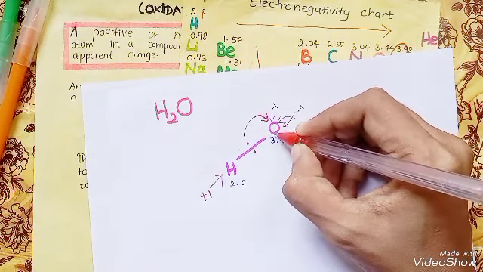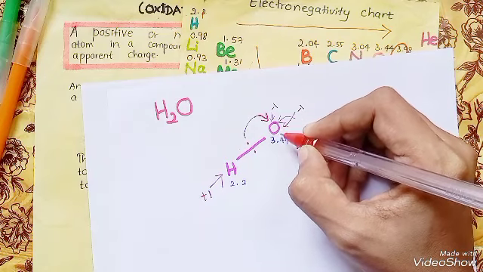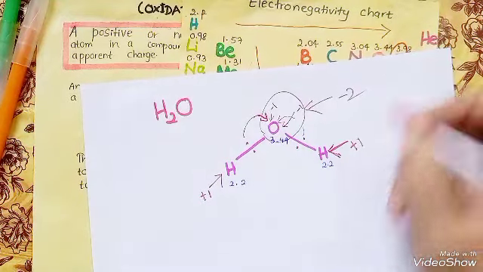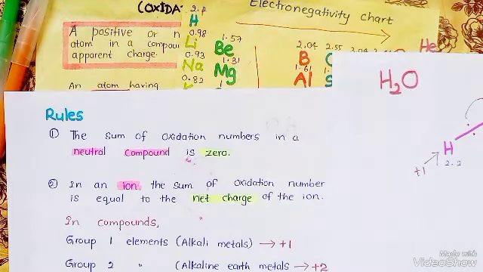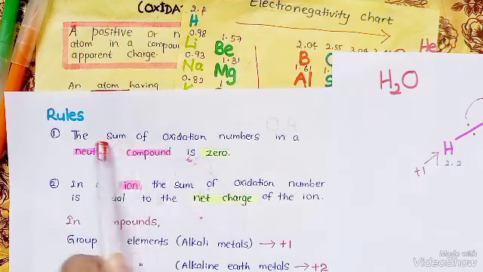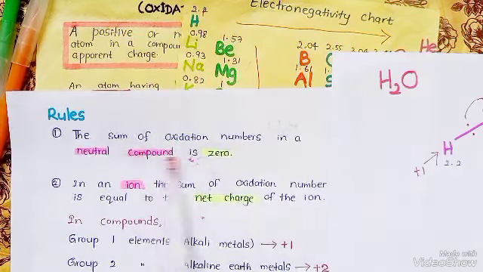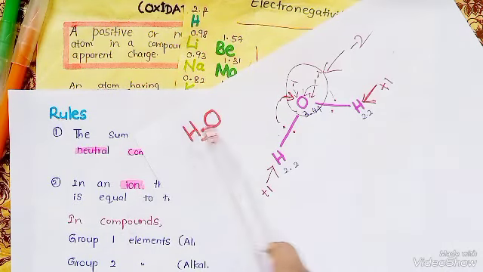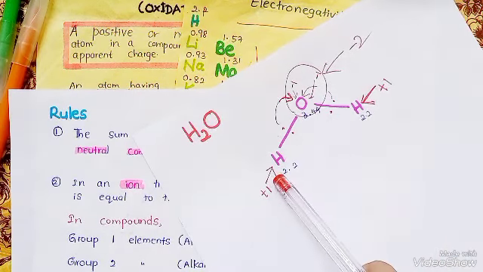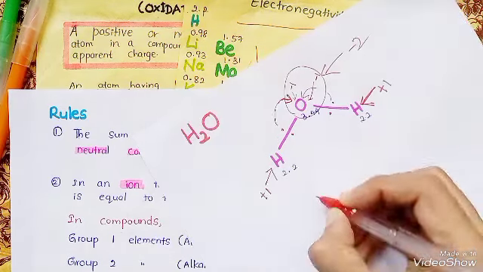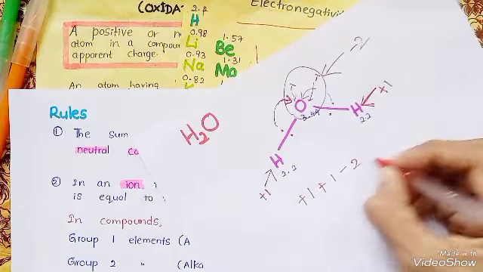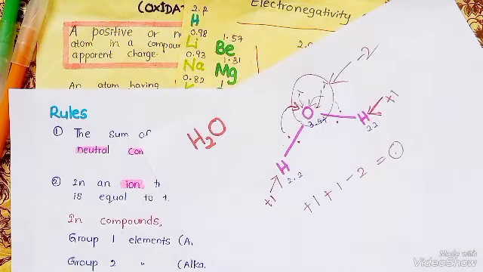Now, the oxidation state of oxygen is -1, -1, so -2. According to our first rule, the sum of oxidation numbers in a neutral compound should be equal to 0. Now, H2O is a neutral compound, therefore the oxidation number sum should be equal to 0. Now see, +1, +1 and -2 is equal to 0.